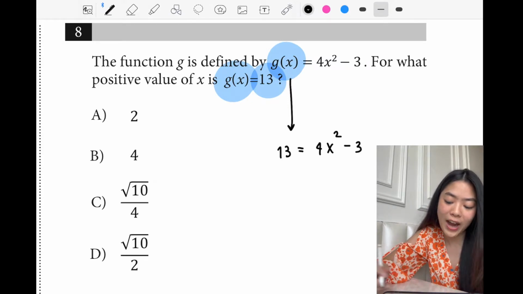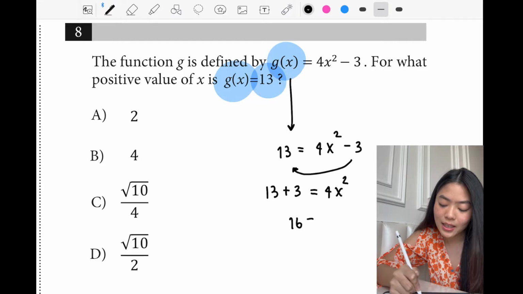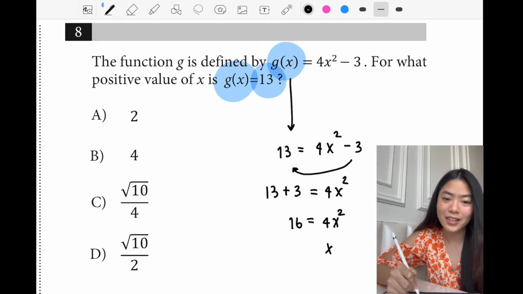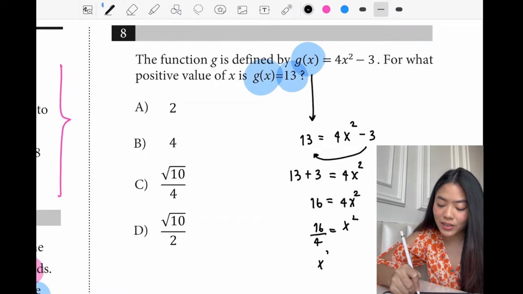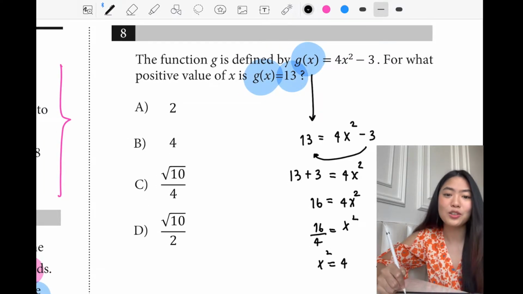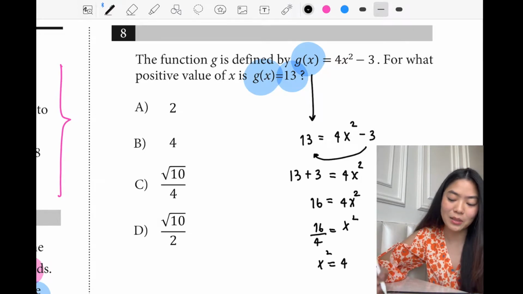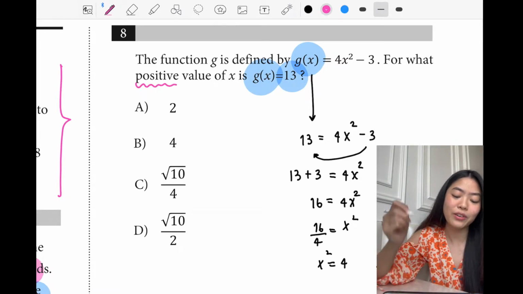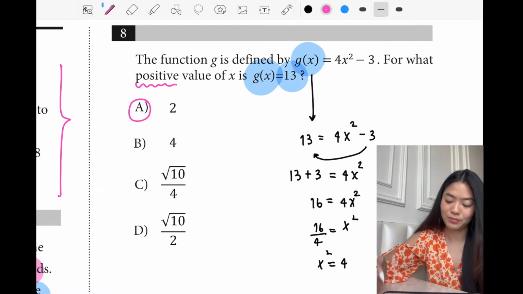And then we're going to solve for x. Okay, we can add 3, and then 4x squared, so x squared will equal 16 divided by 4. Then x squared equals 4, and then x equals plus or minus 2. Okay, yes, but in this case the question wants you to find the positive value, then the answer is equal to 2.